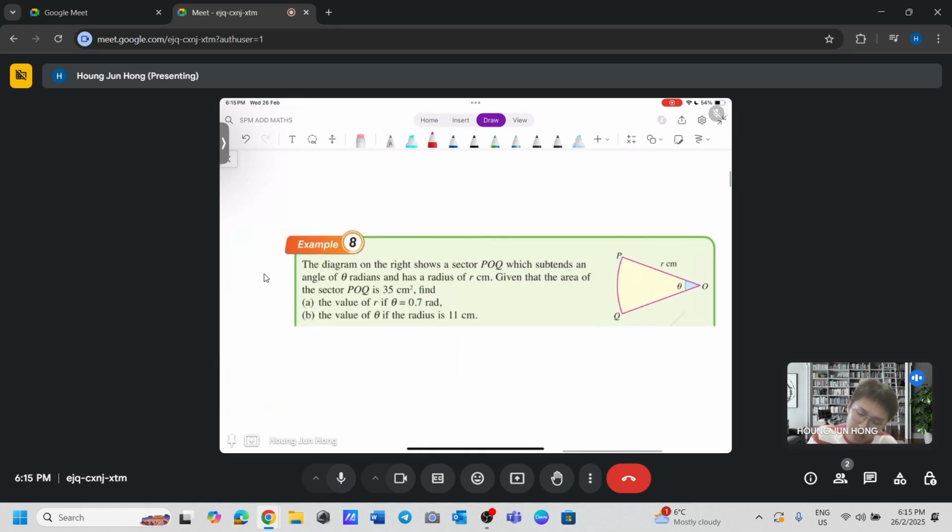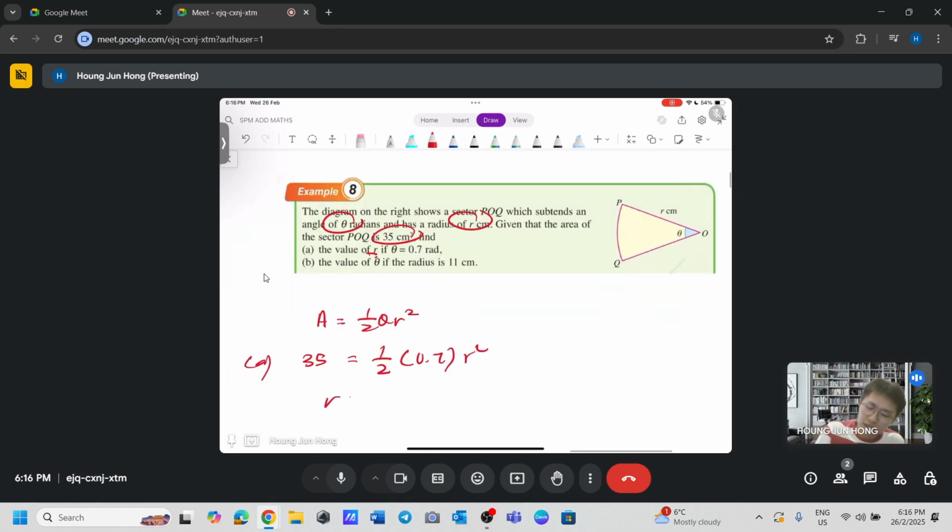So again, there's theta in radian, and then you have area. Remember the area formula, half theta r squared. You want to find the value of r, and you know that the area is 35 and you know theta, so just solve for r squared. I can't have my calculator, but it's okay. r squared is going to be 100.